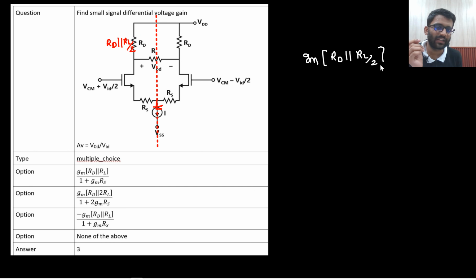These are very standard circuits, and we solve them again and again, so we kind of remember the result, upon 1 plus GM RS. What is my RS? RS is RS only. So is that the answer?